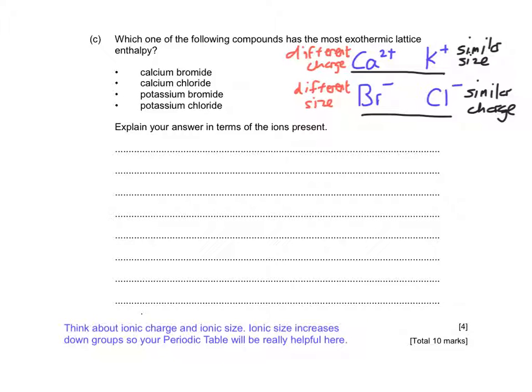So I've jotted down a few notes to try and help you think about this and visualize it. So looking at the two positively charged ions, Ca2 plus and K plus, they have similar size because they're in the same period, same row of the periodic table, but they have different charge. With bromide and chloride, it's different, it's the other way around. It's a similar charge, with the same charge, but different size.